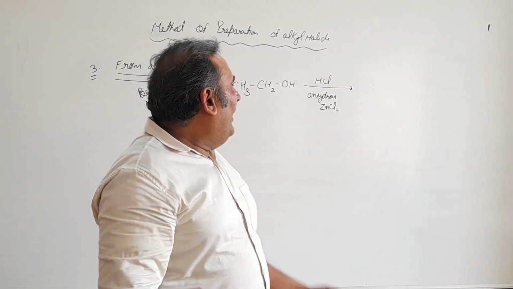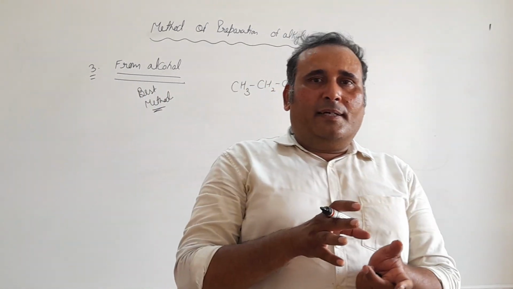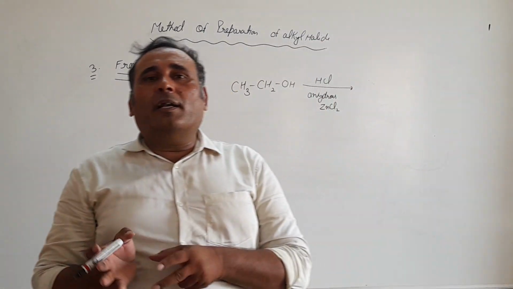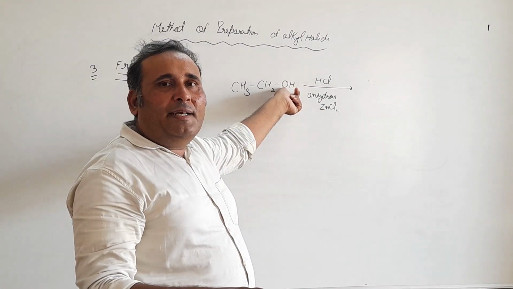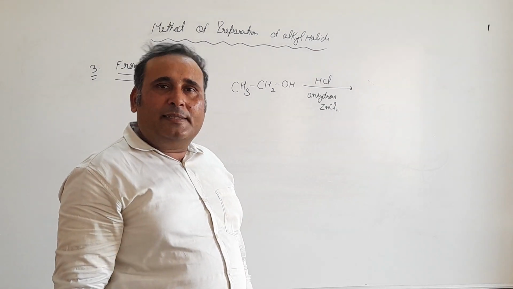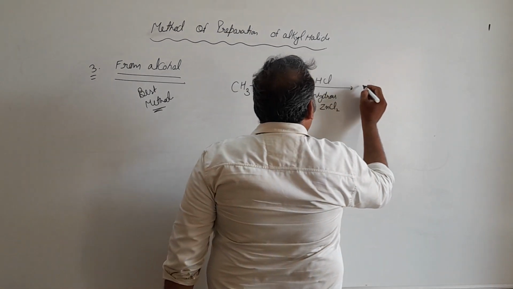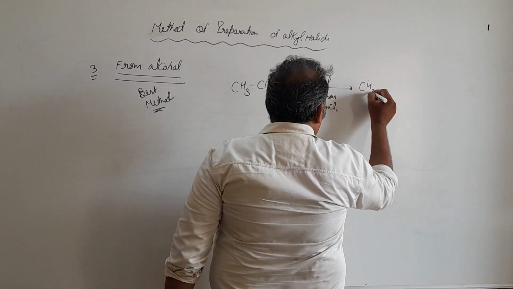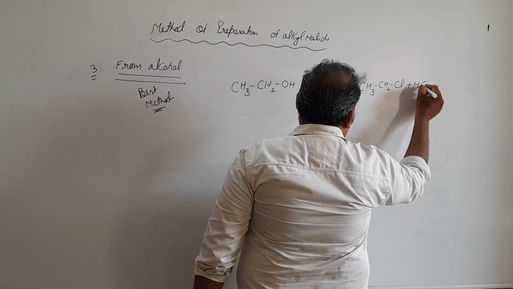So we can say anhydrous ZnCl2 makes the poor leaving group OH a better leaving group, so it can easily leave the molecule. Ultimately we will get CH3CH2Cl plus a byproduct.